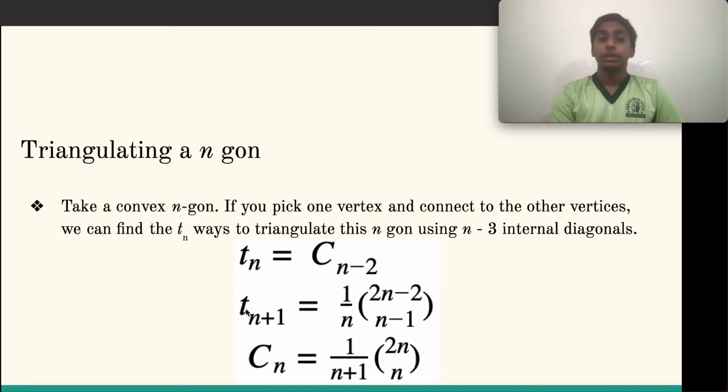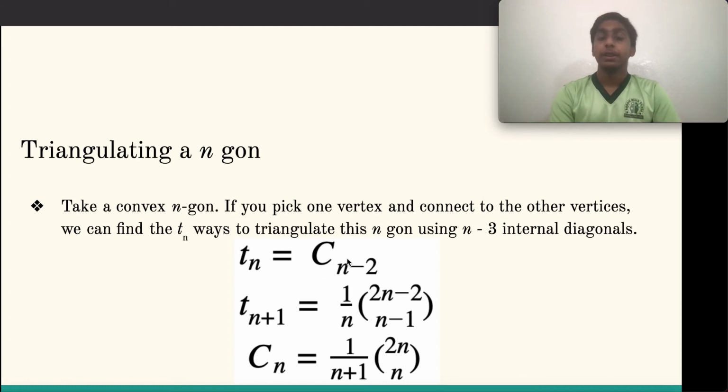Now t of n, we can also calculate by finding t of n plus 1, which is going to be 1 over n times 2n minus 2 choose n minus 1. So to find the number of ways to triangulate, if we do t of n plus 1, we can plug it into this formula. Or you could use c of n minus 2 and plug it into this formula: c of n is equal to 1 over n plus 1 times 2n choose n. I personally like to use the c of n formula, that's easier for me, but if you like the t of n plus 1 formula, go ahead and use that.